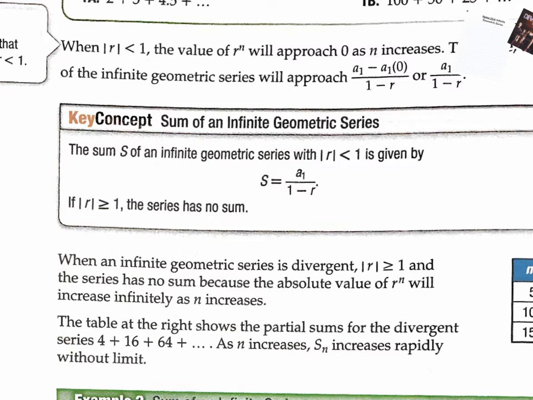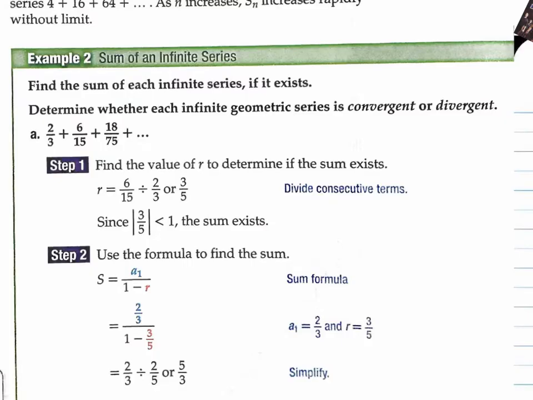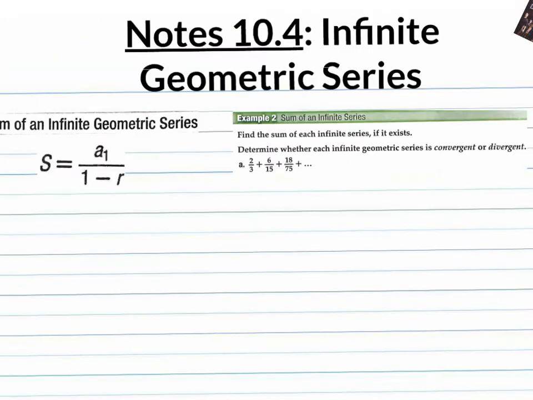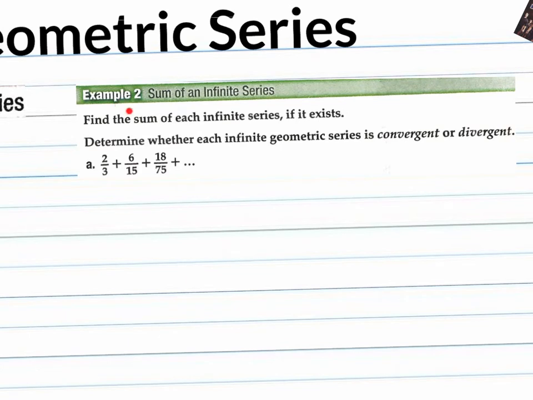So let's go back to our notes and jot down the key concept, the formula for the sum of an infinite geometric series, and let's copy this down. There it is. Now let's take a look at example 2 from the book. Let's actually copy it down in our notebooks. So it says right here, find the sum of each infinite series if it exists, because why? It might be infinity, right?